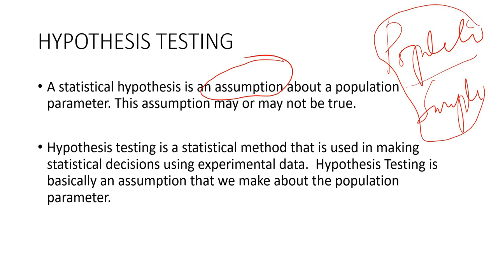Hypothesis testing is a statistical method that is used in making statistical decisions using experimental data. The important thing is, in hypothesis testing we use experimental data to make statistical decisions. In machine learning we are more interested in decisions and predictions. Hypothesis testing is basically an assumption that we make about the population parameter. It's an assumption. That is hypothesis testing.